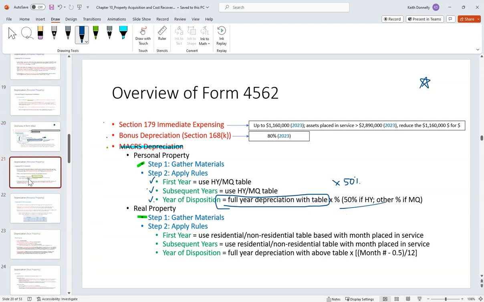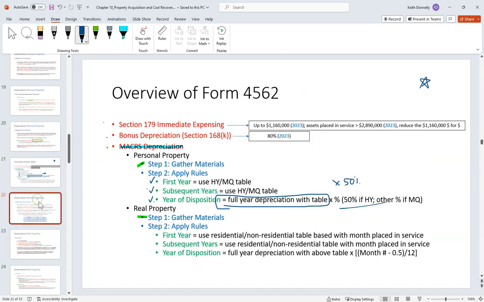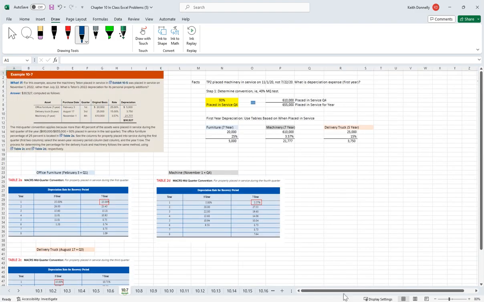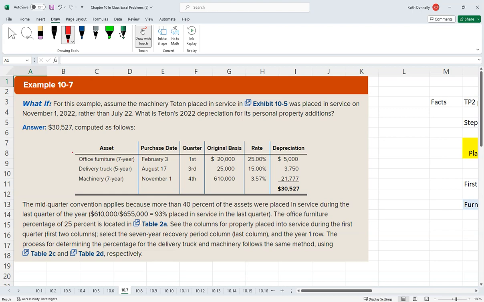All right. So let's then move to the mid-quarter convention, right? Say you aren't using the half-year convention. You put all those X's into the fourth quarter. Then what do you do? Well, let's look at example 10.7 to show that, right? Because it gets a little bit tricky from there. All right, let's say during the year, right, we put all these assets into service. 1, 2, 3, right? First quarter, third quarter, fourth quarter, here's the values, right?